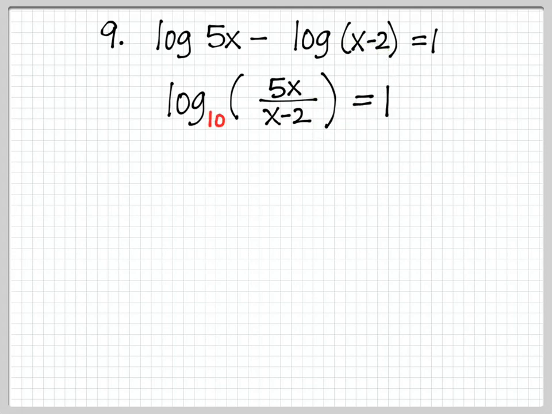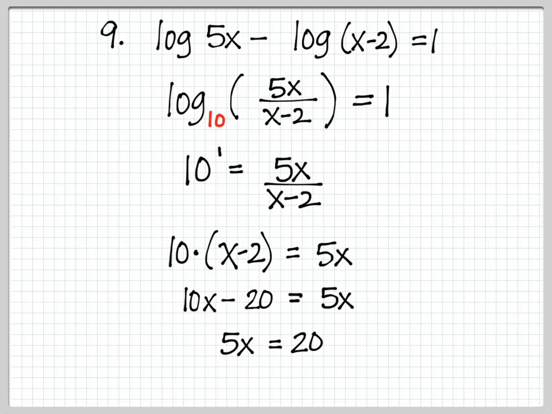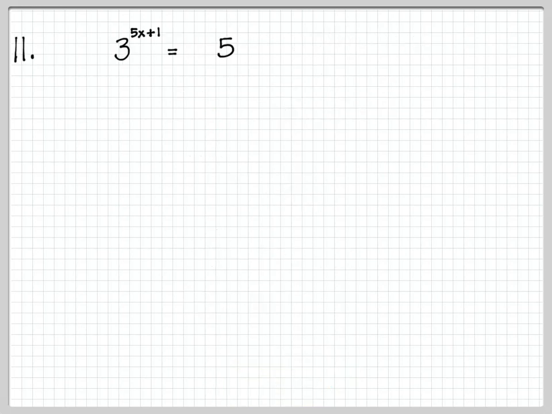And then once again, we notice this is base 10, so we're going to write it in exponential form. 10 to the first equals 5x over x minus 2. So now we're just going to solve that algebraic equation by multiplying both sides by x minus 2, distributing, subtracting the 5x from both sides, adding the 20 to both sides, dividing by 5, and you get x equals 4. x equals 4 works just fine in both of these arguments, doesn't give me a negative argument, so that's the answer.